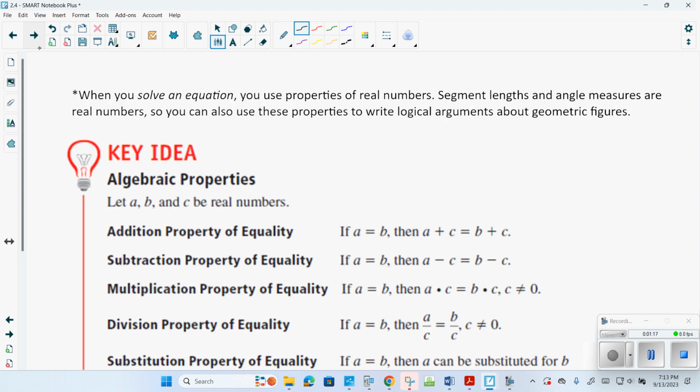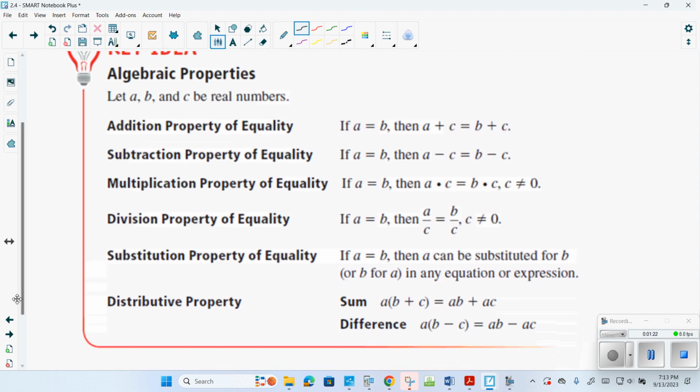What's new today, or what we're going to talk about, is each one of those steps is a property. If you add to both sides of the equation, if you subtract to both sides, if you multiply or if you divide, those are addition property of equality, or subtraction, or multiplication, or division property of equality. Substitution's a little bit weird. If A equals B, then I can replace A with B in another equation. And then the last one would be the distributive property. If I multiply into a parenthesis, I am distributing.